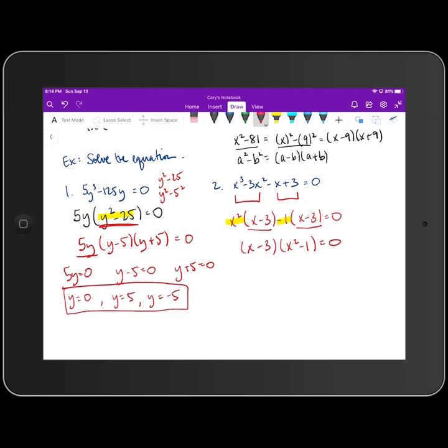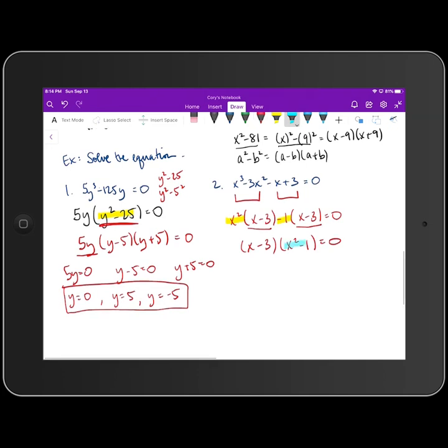But we're not done yet, because when we look at x squared minus 1, that is also the difference of two squares. So I can factor that expression further. X squared minus 1 is like saying x squared minus 1 squared. So that is going to factor to x minus 1 times x plus 1.